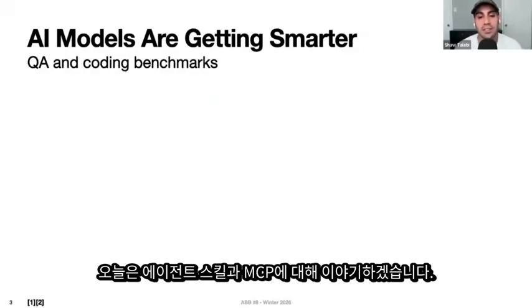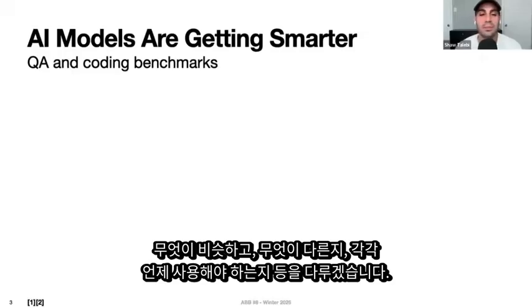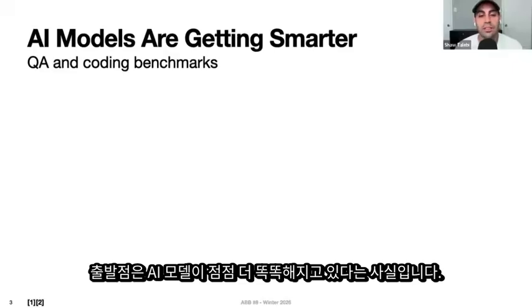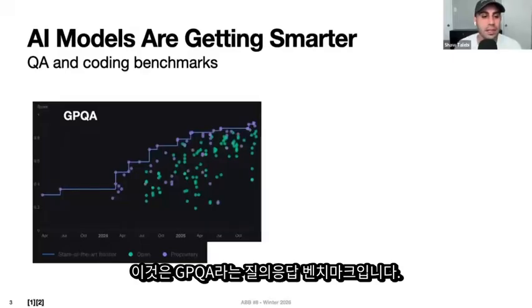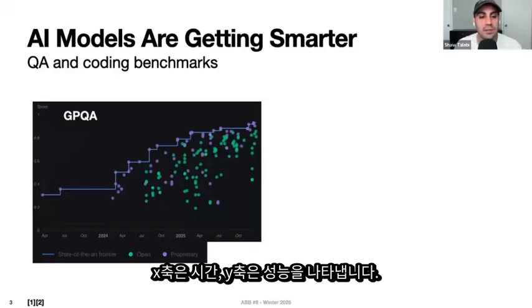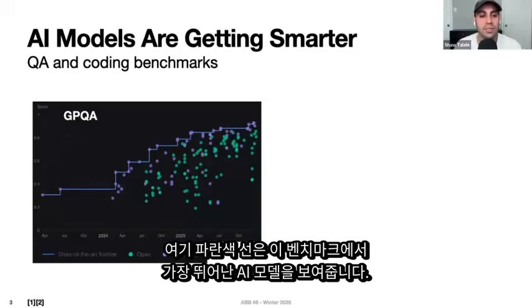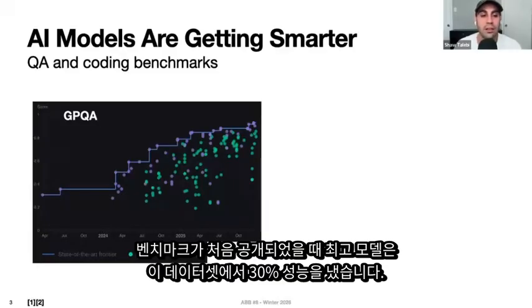So we're going to talk about agent skills and MCP, what makes them similar, what makes them different, when to use each, and things like that. The starting point here is that AI models are getting smarter and smarter. This is a question answering benchmark called GPQA. On the x-axis, we have time. On the y-axis, we have performance. And this blue line here is showing the best AI model on this benchmark.